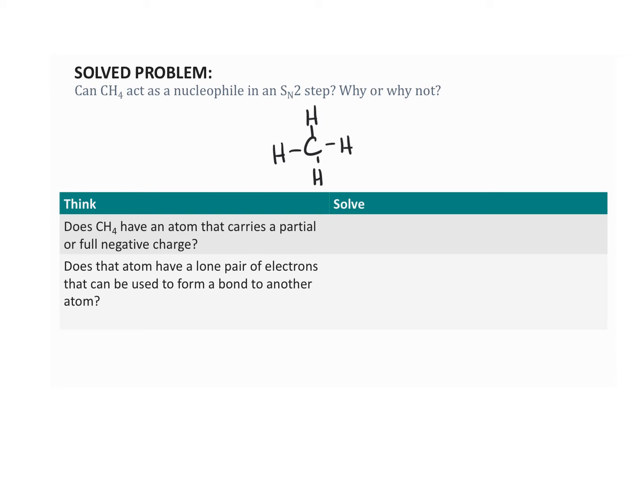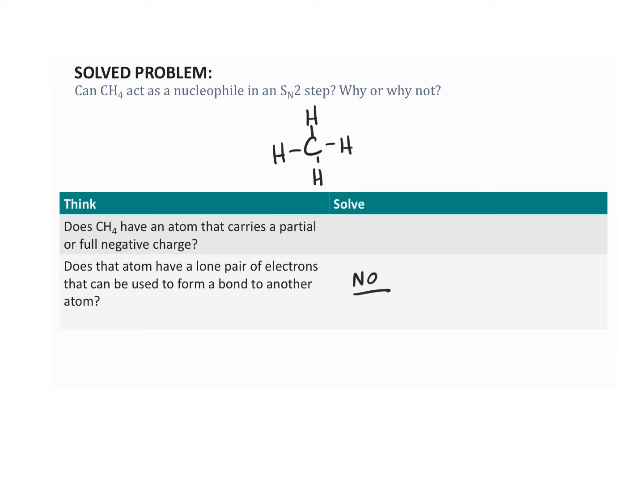So CH4 does not act as a nucleophile in an SN2 step, right? There is a small bit of an electronegativity difference, but it's so small that it doesn't even affect the polarity, right? So there's a hydrogen and a carbon here, and we still consider this to be a nonpolar molecule. So it cannot act as a nucleophile. There's no lone pairs, and so that's why.